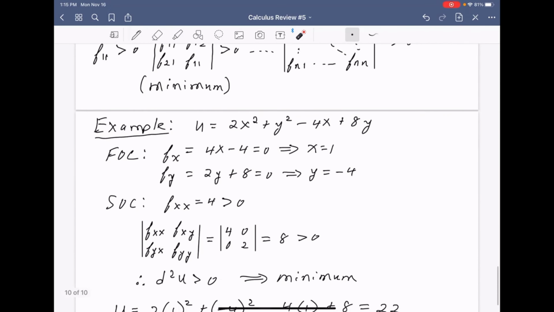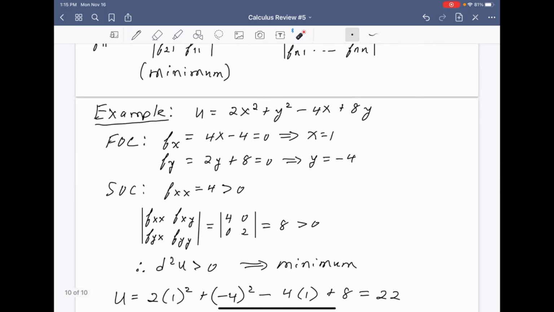So finally, let's consider this example. U is 2x squared plus y squared minus 4x plus 8y. First order condition, fx is 4x minus 4 equals 0, so x is 1. Fy is 2y plus 8 equals 0, so y is minus 4. That's pretty obvious because 2y plus 8 equals 0 is solved when y is minus 4.